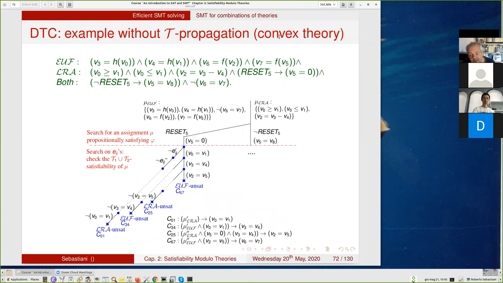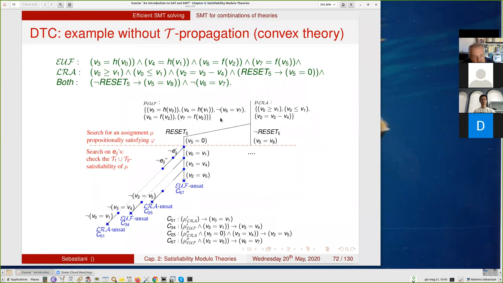With convex. So we see another example of this with our original case. We have a convex theory, so LRA, linear real arithmetic, so it's convex. And remember that we added these two branches, right? One with VU5 equal VU0 and the other with VU5 equal VU8, okay? So let's do the first one.